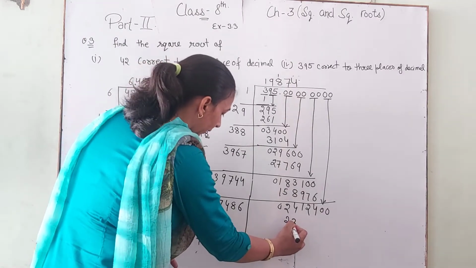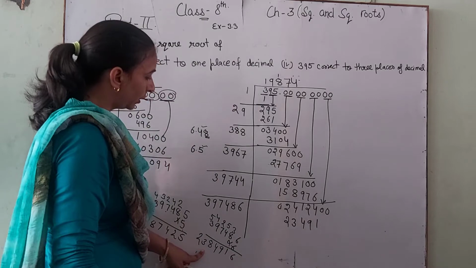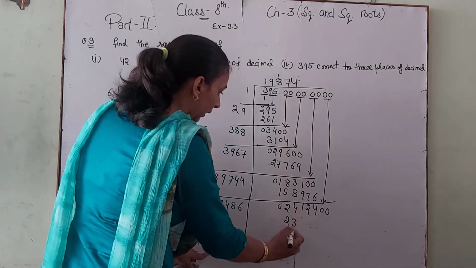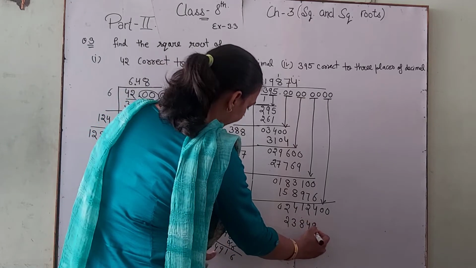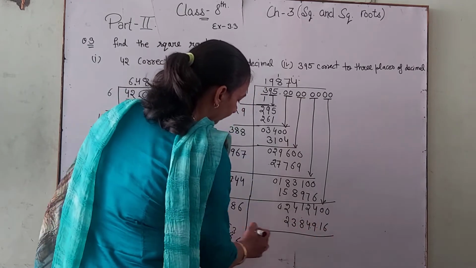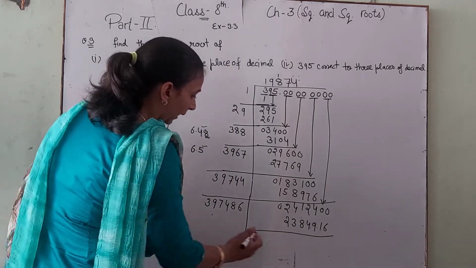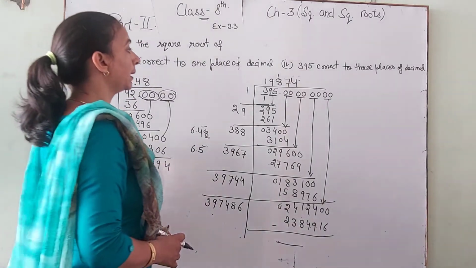2, 3, 4, 9, 2, 3, 8, 2, 3, 8, 4, 9, 1, 6. And subtract this, there is a remainder. But we now check the answer.